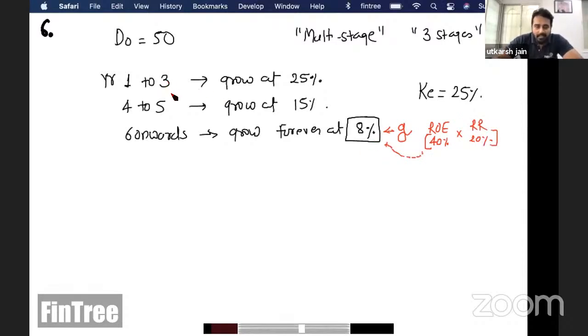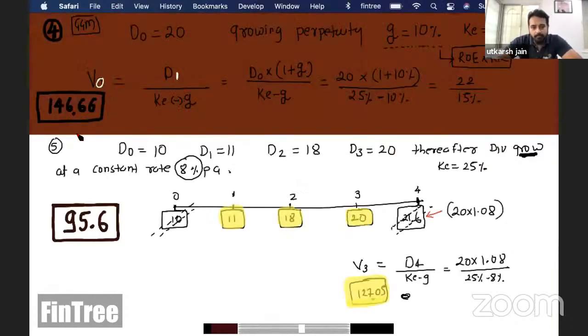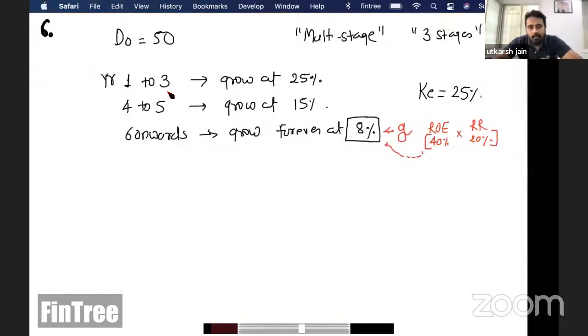Now, this question is kind of similar to question number 5, except that in question number 5 I gave you the dividend amounts. Here, you'll have to calculate the dividend amounts. Then you'll have to calculate the terminal value, and then discount all the numbers backwards to get your final answer. Do you think you'll be able to do it?